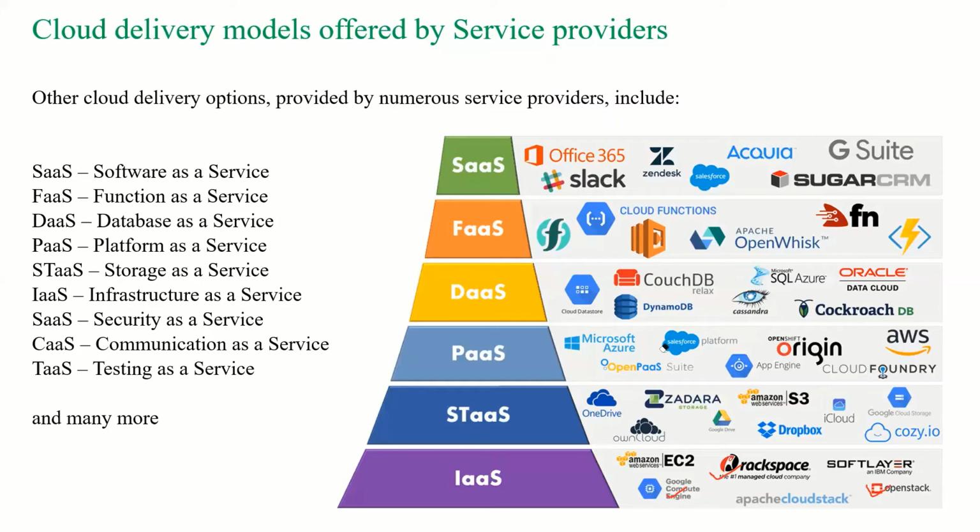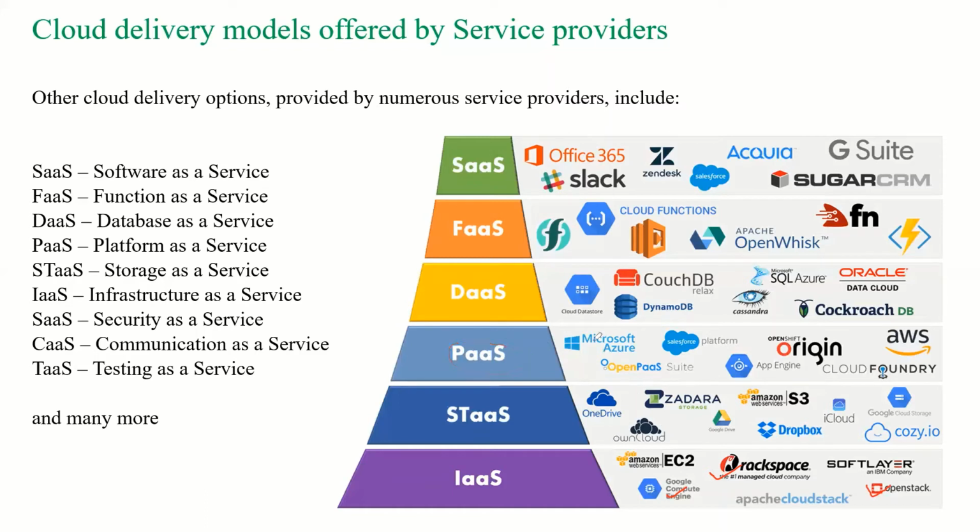Next is storage as a service. For storage, you can see you have OneDrive, correct? OneDrive is the place where we store our files, correct? And Google Drive is another one. In Amazon, we have something called S3, Amazon Simple Storage Service. Next, we have Dropbox and iCloud, which is from Apple. We have many other cloud service providers offering this storage as a service delivery model.